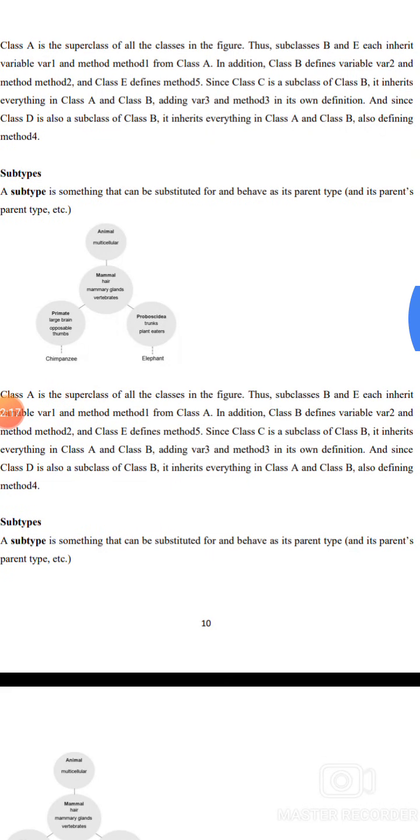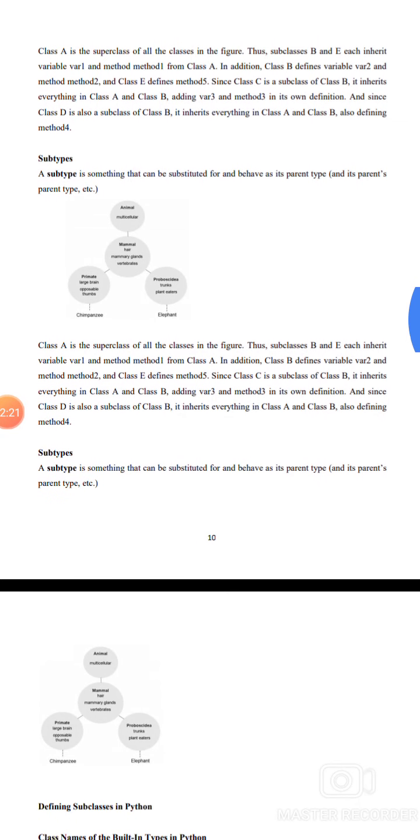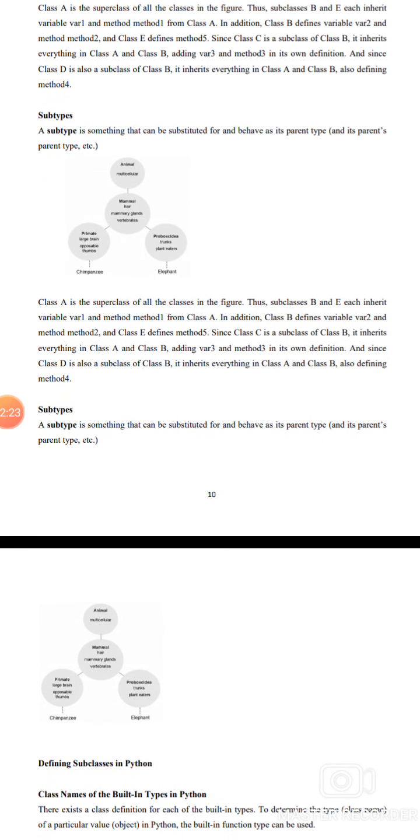Subclasses B and E can inherit the variable 1 and method 1 from class A. In addition, class B defines variable 2 and method 2. The class E defines the method 5. The class E is a subclass of class B. It inherits everything in class A and class B, adding var3 and method 3 in its definition.